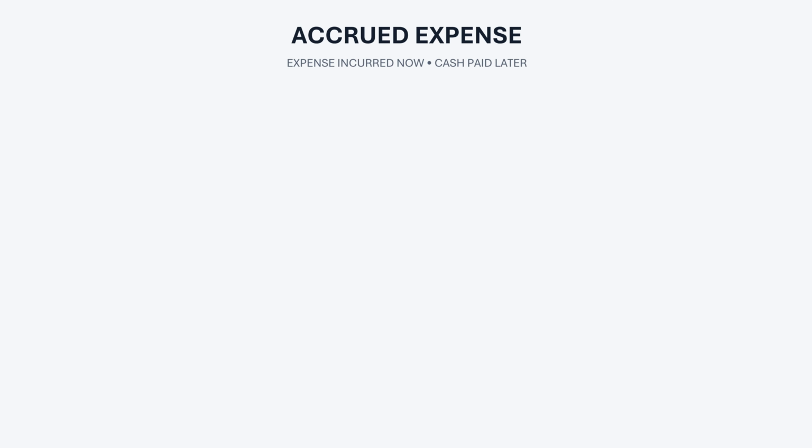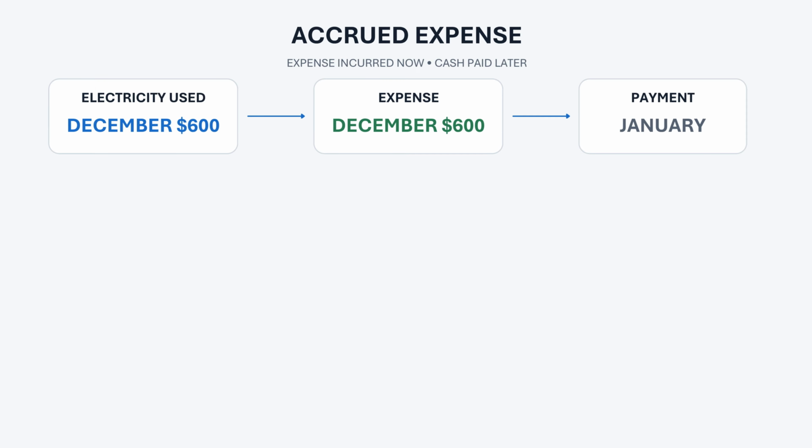Accrual accounting works on the expense side as well. Imagine the business uses $600 of electricity during December. The electricity belongs to December, but the bill won't be paid until January. Under accrual accounting, we don't wait until January to recognize the expense. The electricity was consumed in December, so the expense belongs to December.